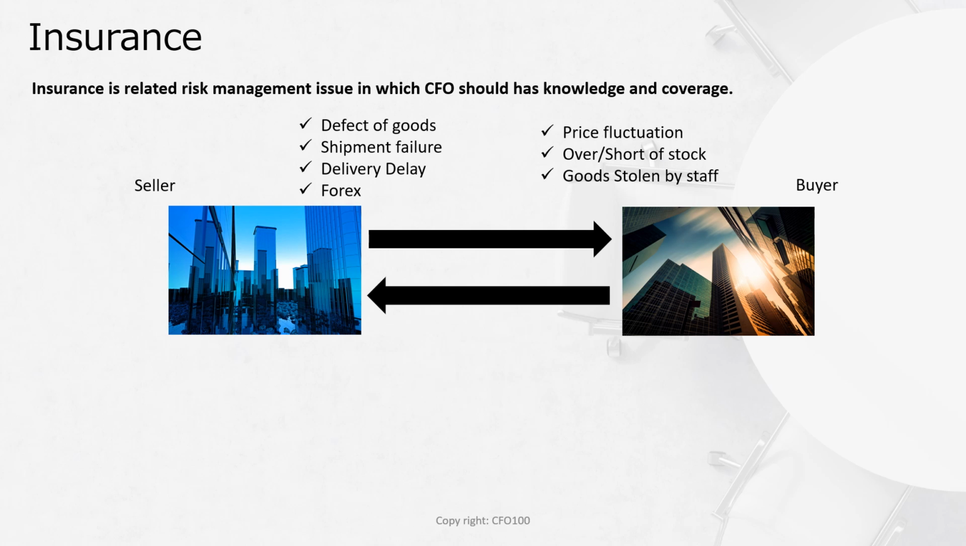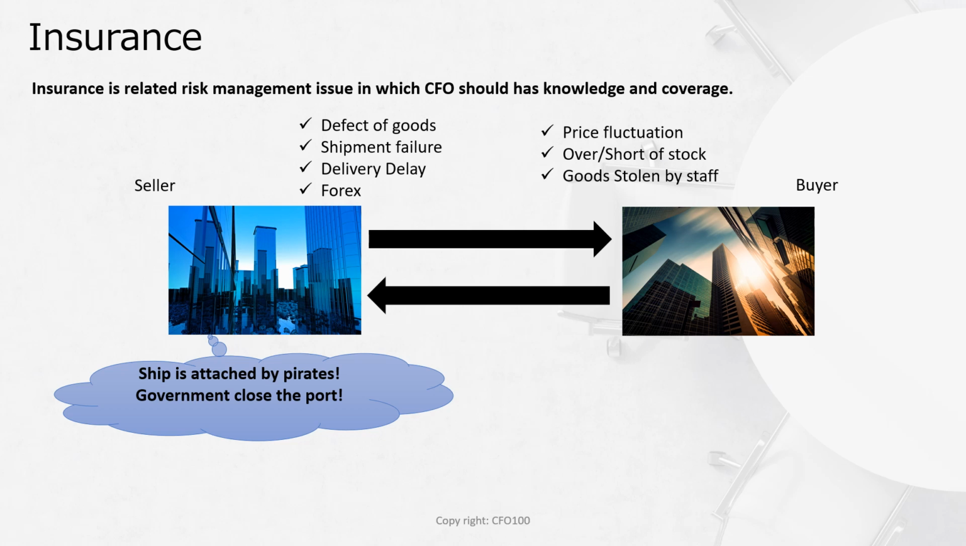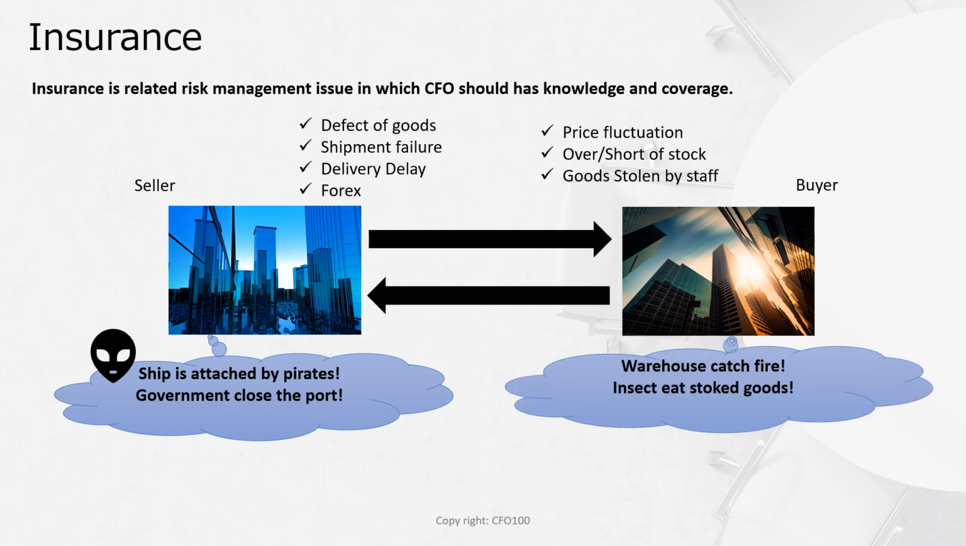However, we cannot cover all risks. Some of the risks are difficult to imagine and others are difficult to be compensated. On the seller side, the ship may be attacked by pirates. Government authority may close a port or ban the shipment due to some policy. On the buyer side, a warehouse may catch fire. Insects or something may make its stock bad. Even if you are faced with those accidents, you should mitigate the impact and survive.